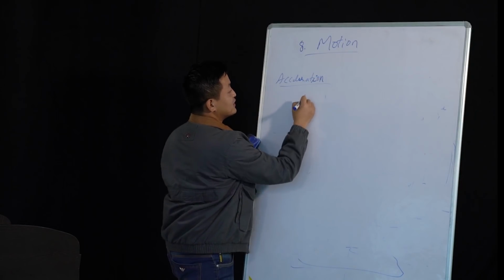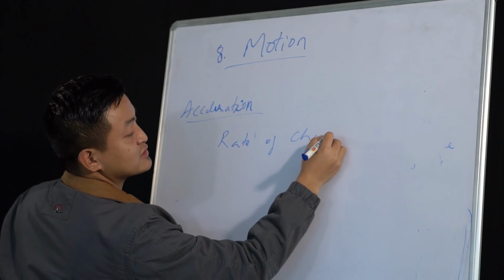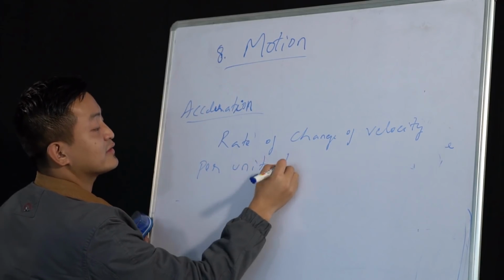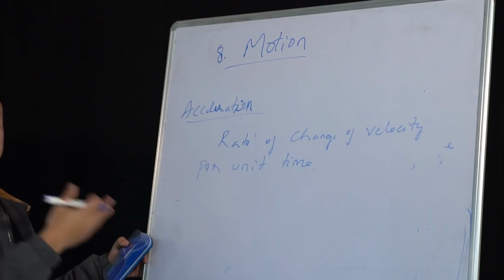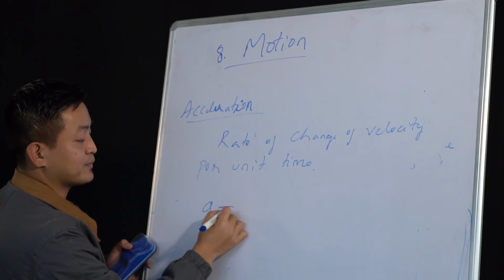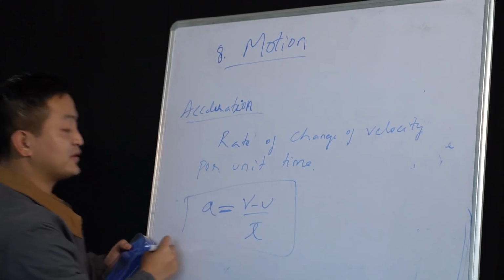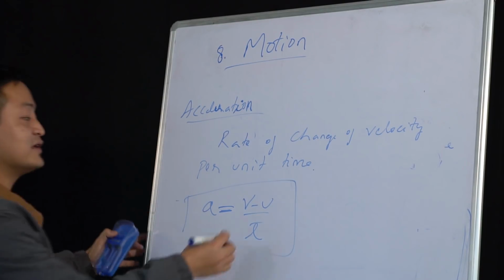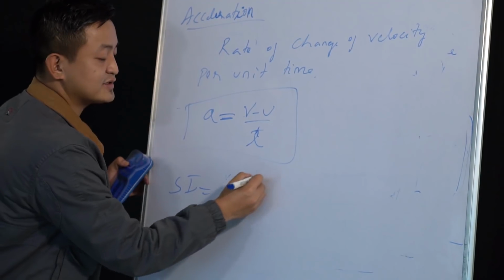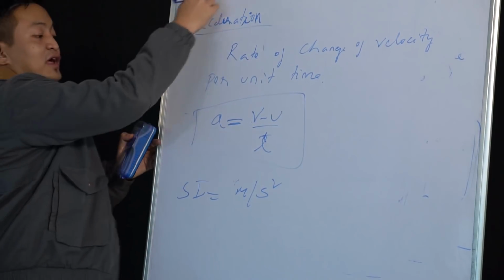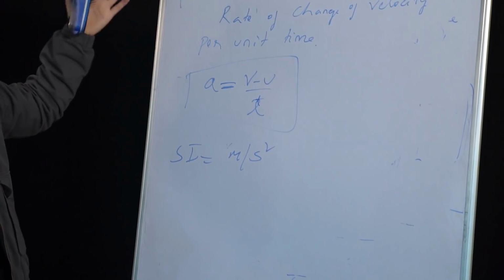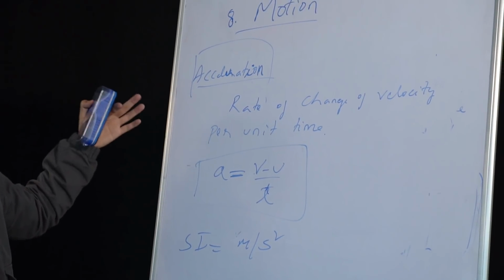So the definition for acceleration would be rate of change of velocity per unit time. Whenever rate is mentioned, we always have to divide by time. Clear? Rate of change of velocity per unit time, and this is the mathematical formula: acceleration is final velocity minus initial velocity, v minus u, by t, which is time. And the SI unit is going to be meter per second square. So please note this down, students: the definition, the mathematical expression, and the SI unit for acceleration, which is very important. Tomorrow I'll explain everything about acceleration in detail, and we will solve numericals related to acceleration.